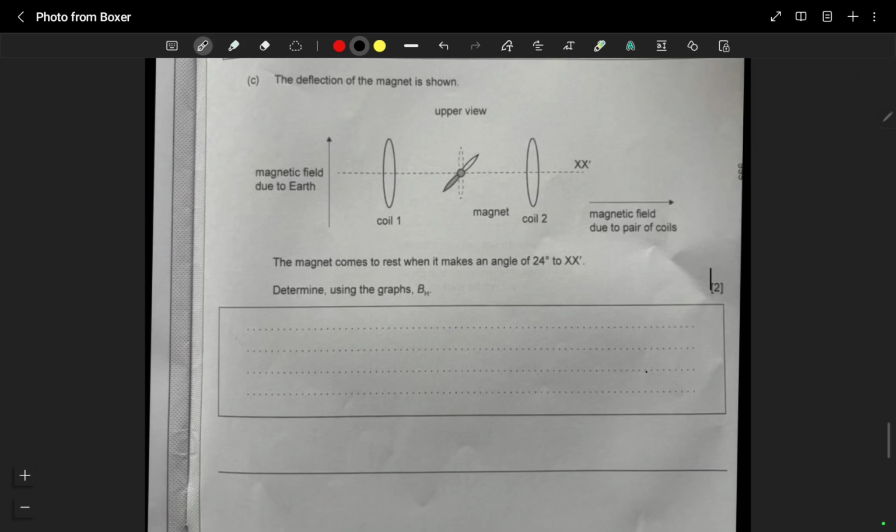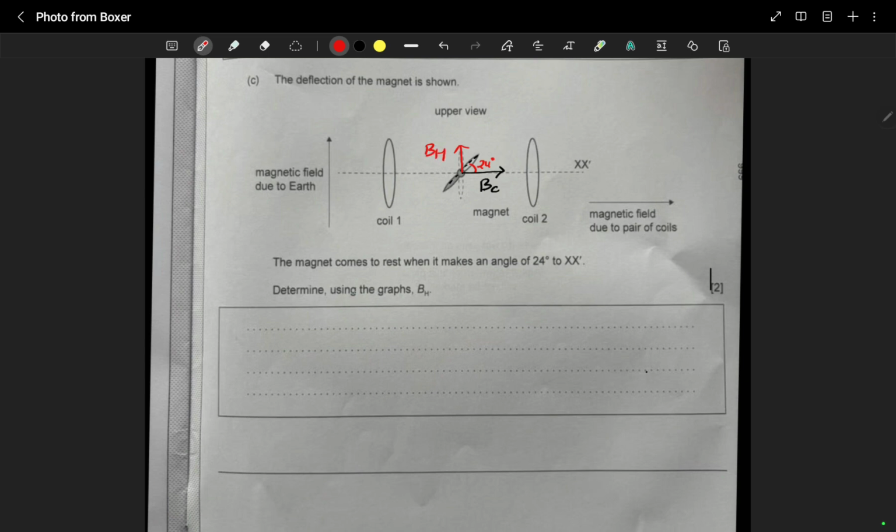Now talking about the C part. So the deflection of the magnet is shown. Of course, now you set up a current. Now there is a deflection in the magnet. Now the magnet is in this direction, you can see, and the magnet comes to rest when it makes an angle of 24 degrees. That means exactly at 24 degrees, all forces are getting balanced, right? So we have two magnetic fields over here. One is this BC and the other one is this BH.